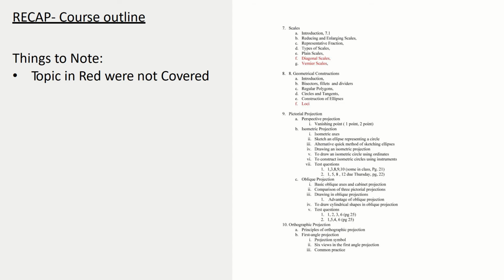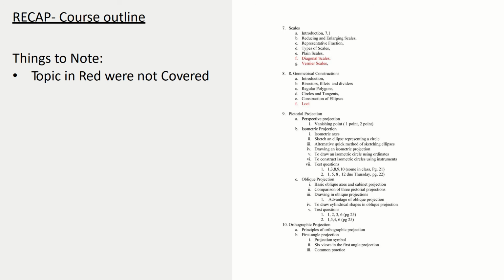Then, other things you should note on the outline, I believe there was some information that was in red. You don't have to look at that. We did not cover it. So we looked at scales. In scales, we looked at enlarging scales, reducing scales, the R factor, and the different types of scales: plain scale, diagonal scales, and linear scales. We didn't look at diagonal and linear. We only looked at plain.